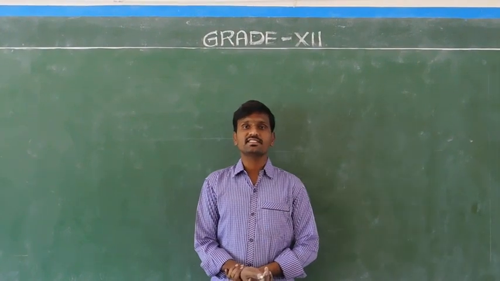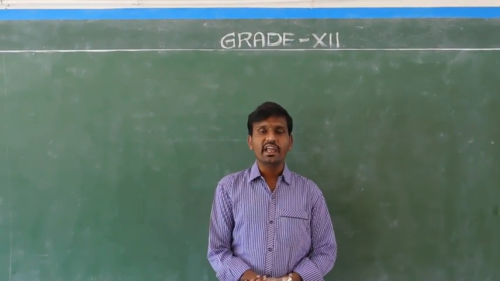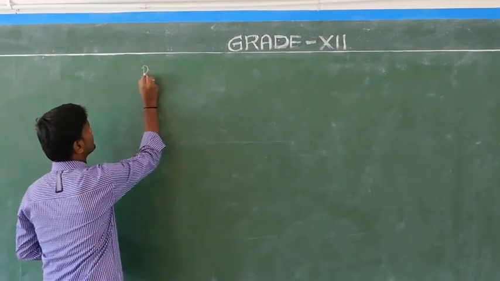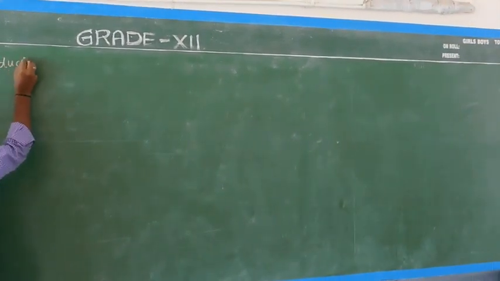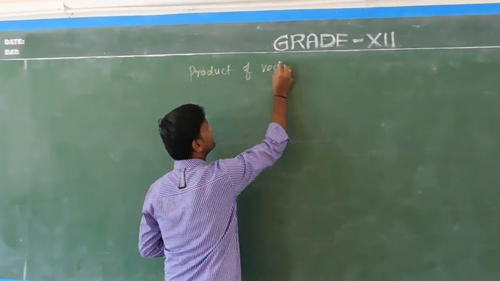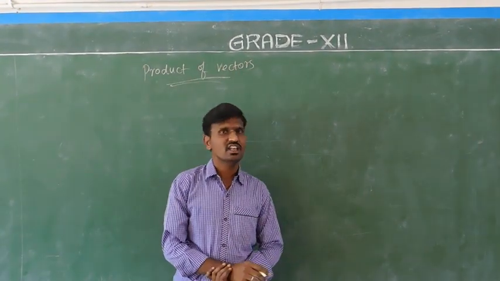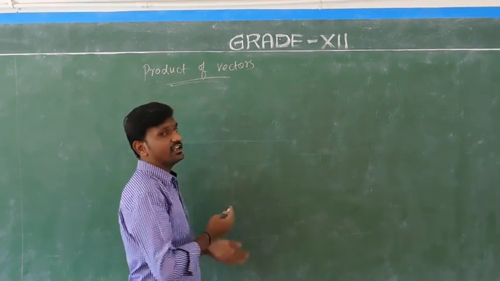Already we have completed exercise 10.1 and 10.2 in vector algebra. Now we want to move to the product of vectors. Before the exercise, we covered addition and subtraction of vectors, the basic operations that we know. Now coming to the product of vectors.